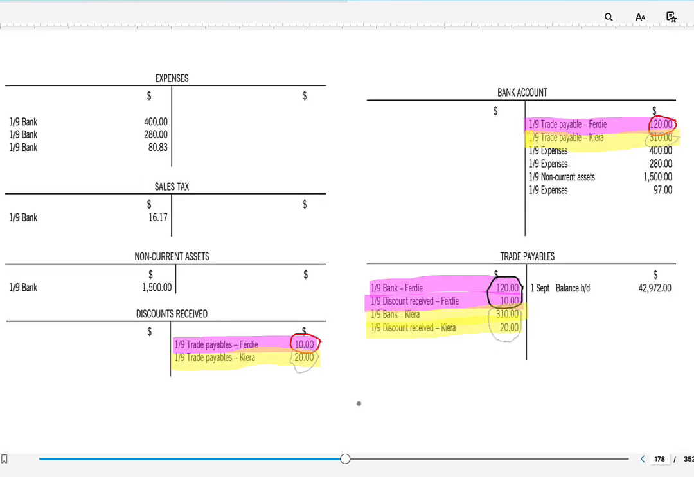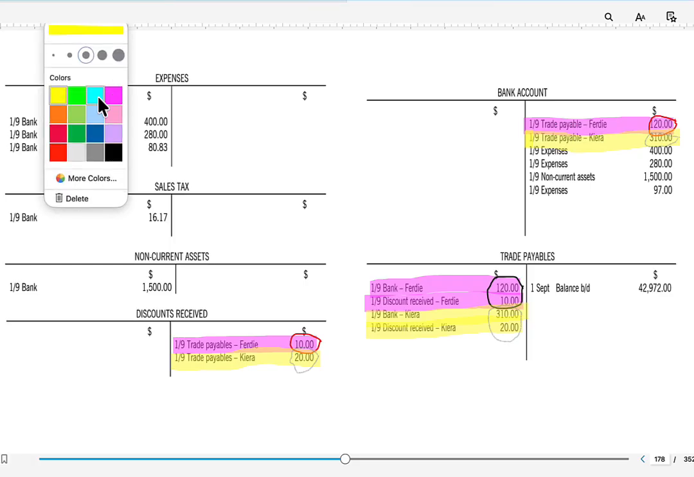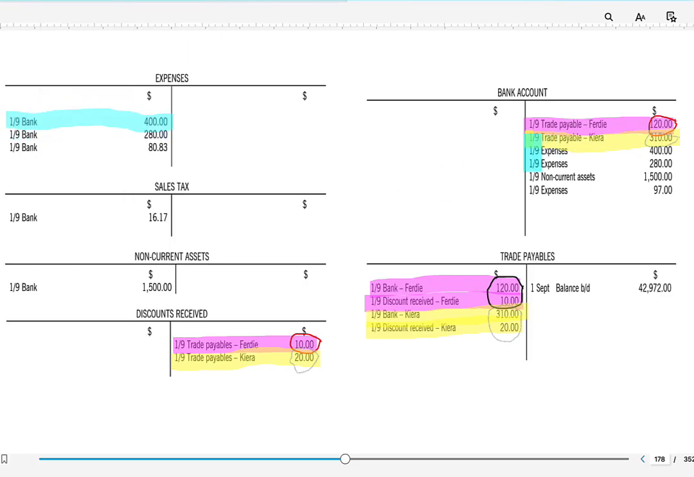Step 1. Record the expense. Debit expenses with $400. Step 2. Record the payment from bank. Credit bank with $400. Now the gas expense payment. Step 1. Record the expense. Debit expenses with $280. Step 2. Record the payment from bank.